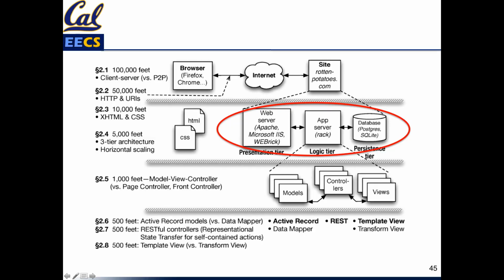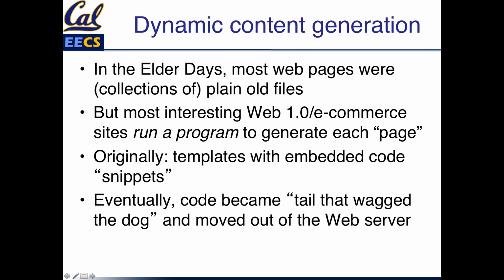There's the presentation tier or front end. That's a web server like Apache or Microsoft IIS. There's the application server. That's kind of where the action is. It's where your application code usually runs. We're going to be using one called Rack, which supports applications written in Ruby. And then there's a persistence layer or a storage layer or tier where data that's permanently associated with your application, like your customer data, would get stored, typically like a database.